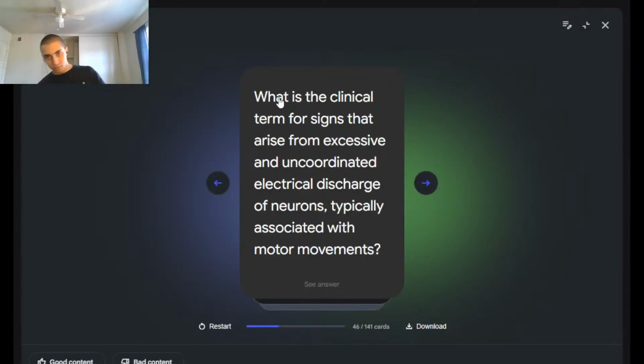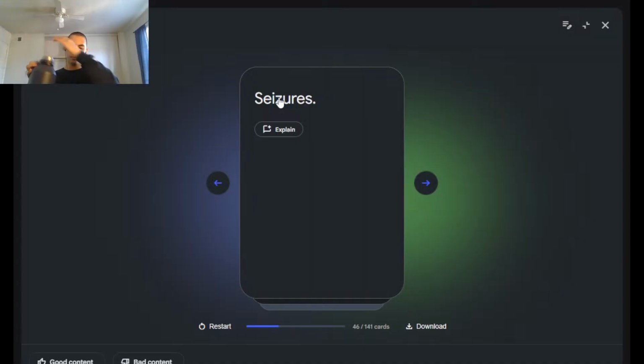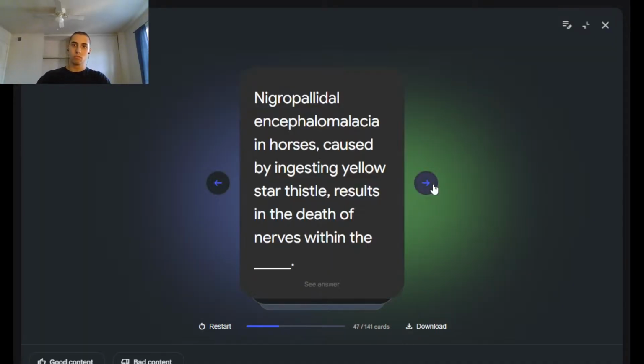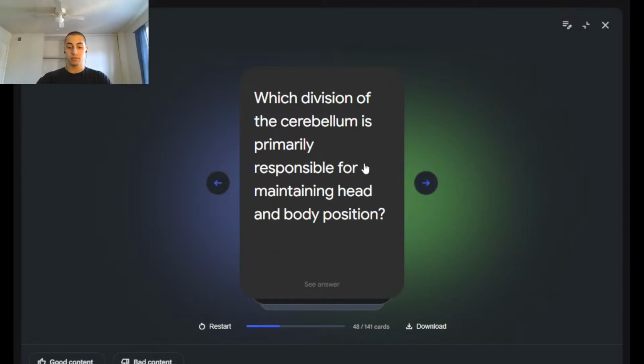What is the clinical term for signs that arise from excessive and uncoordinated electrical discharge of neurons typically associated with motor movements? Seizures. Nigropallidal encephalomalacia in horses, caused by ingesting yellow star thistle, results in the death of nerves within the basal ganglia. Nigropallidal encephalomalacia. That's a very long disease name.